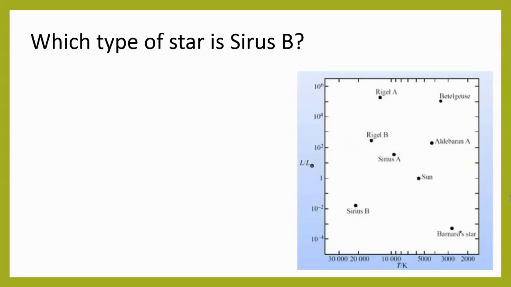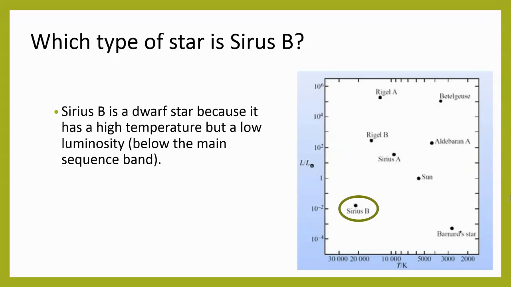Okay, which type of star is Sirius B? So then we're going to go ahead and locate the star on our HR diagram. We see it's in the bottom left-hand corner, so it's going to be below that main sequence band. So it has a low luminosity, less than 1, meaning it's not as bright as our sun. So this means it's going to be some type of a dwarf star.